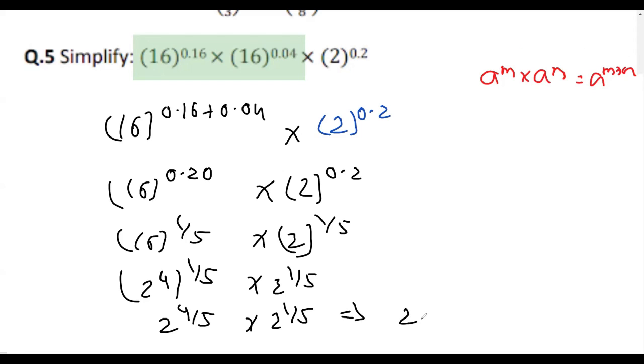Now check, applying the same law, we can say when we have the same bases, the powers will be added. So we'll be adding the powers, which is 4 by 5 plus 1 by 5. That will give you 2 raised to the power 5 by 5. They get cancelled to give you 2 raised to the power 1, which is 2. So the answer for this will be 2.